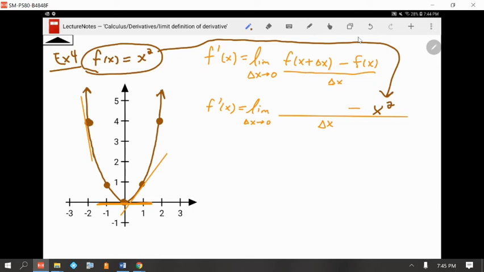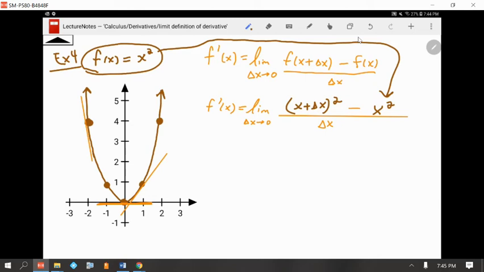Then you have the f of x plus delta x part, which is the more complicated part. And so for this function, what is my function? It's x squared. It's something squared. So if I ask you to find f of 2, you would do 2 squared. If I ask you to find f of 7, you would do 7 squared. What's f of x plus delta x? It's x plus delta x, quantity squared.